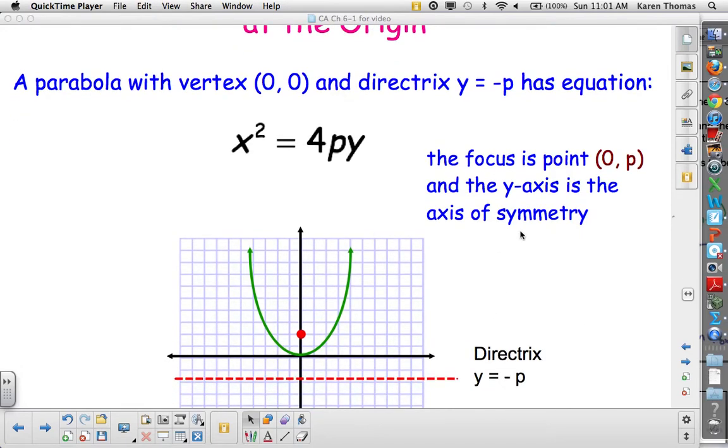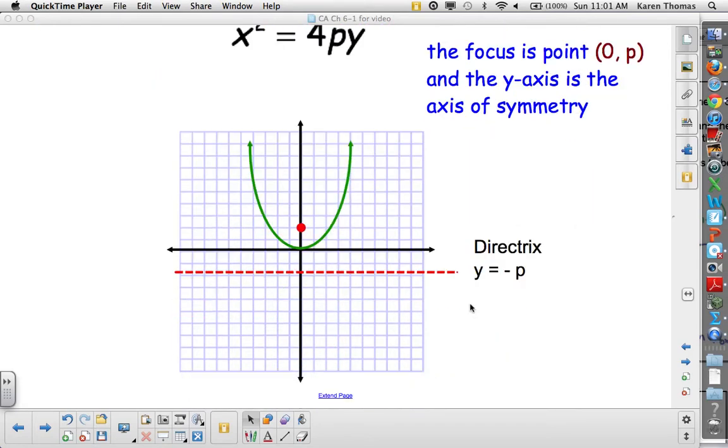Please notice that the focus is our point 0, p. And that is this point right here. Here's our focus in this case. And our directrix is y equals negative p. It is the equation of a line. Now, if this were an upside down parabola, our focus and directrix would be flipped.